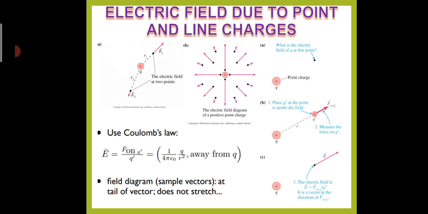Electric field due to a point charge and electric field due to a line charge. The electric field due to configurations of sources like a point charge, parallel plate capacitor, uniform distributions of other charges. Now, use of Coulomb's law, E equal to F on Q dash divided by Q dash equal to 1 upon 4 pi epsilon 0 into Q by r square. This is directed away from the Q. In a field diagram, the tail of the vector does not stress.